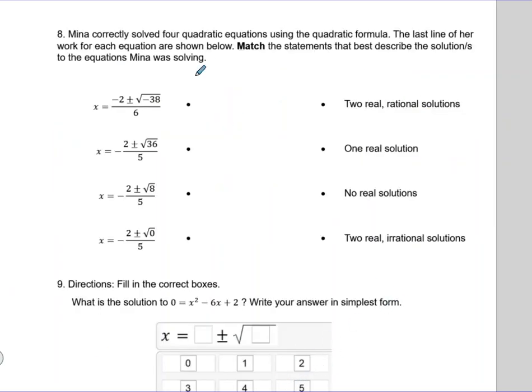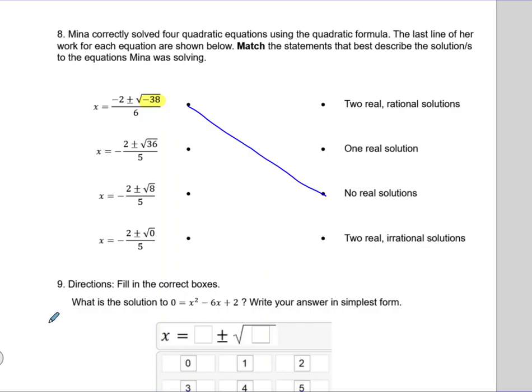Alright, Mina correctly solved 4 quadratic equations using the quadratic formula. The last line of her work for each equation is shown below. Match the statement that best describes the solution or solutions to the equations Mina was working. So Mina has these 4 different situations, and everything matters from what is underneath the radical. The first one underneath the radical is a negative number. Anytime you have a negative underneath the radical, it is a no solution.